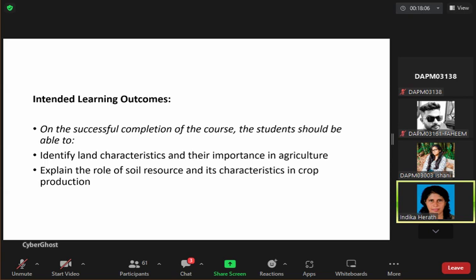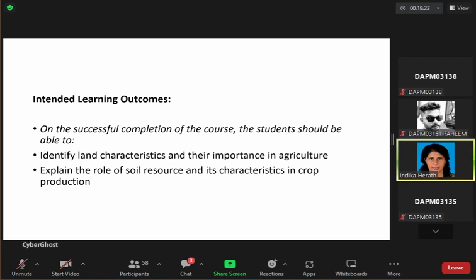Yes, identify land characteristics and their importance in agriculture, and also explain the role of the soil resource and its characteristics for crop production. So those are the intended learning outcomes of this part of the course, right?